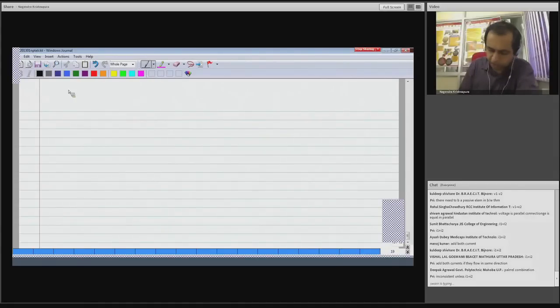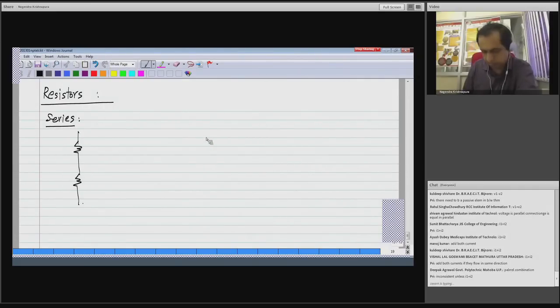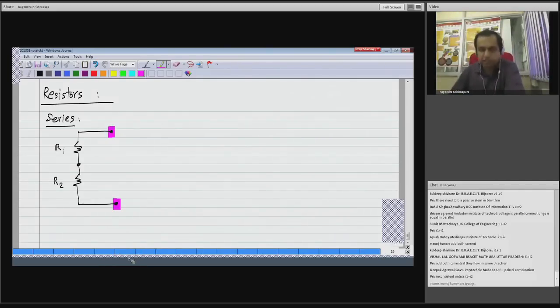Next, let's look at resistors in series and parallel. If I look at a series connection of resistors, R1 and R2, the question is what it looks like from between these two terminals. Answers please.